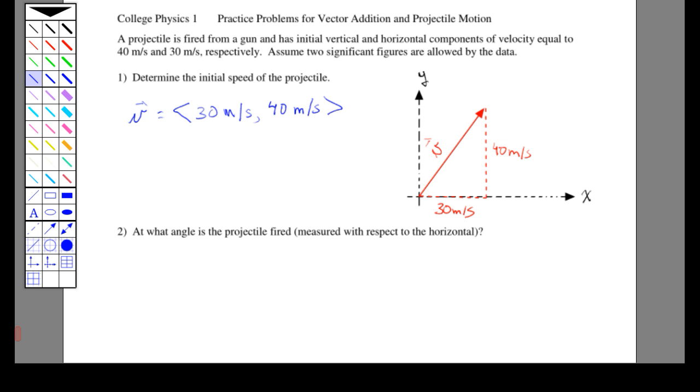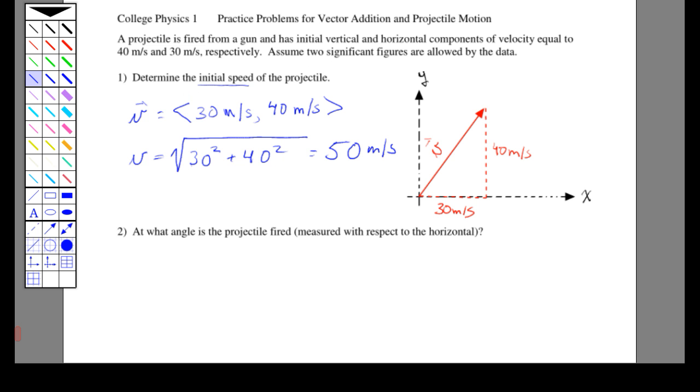So the first question is determine the initial speed of the projectile. Remember, speed is the magnitude of velocity. So we can find the magnitude just from Pythagoras' theorem. The speed is the square root of 30 squared plus 40 squared. If you don't know, you can plug it in your calculator. You get 50 meters per second. So that's question number 1.